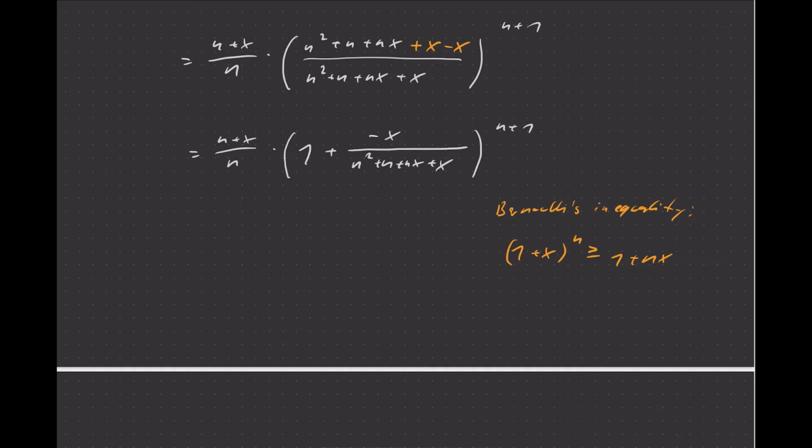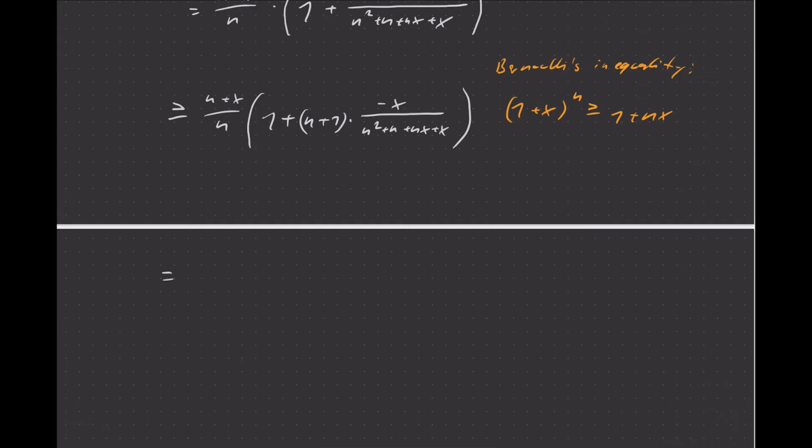And if we do that, what we get is, again, we copy that first part here. And then we get this is larger or equal to 1 plus, and now we take in this power here, n plus 1, times this expression here. So we just copy that, minus x over n squared plus n plus nx plus x. And we got rid of the power. And that, of course, makes things a lot easier.